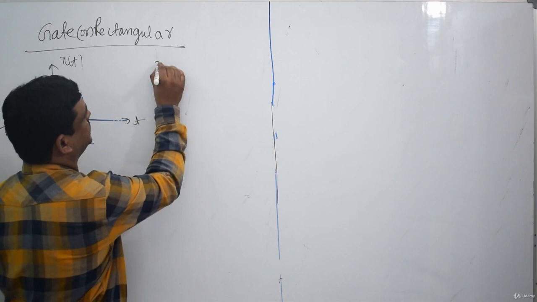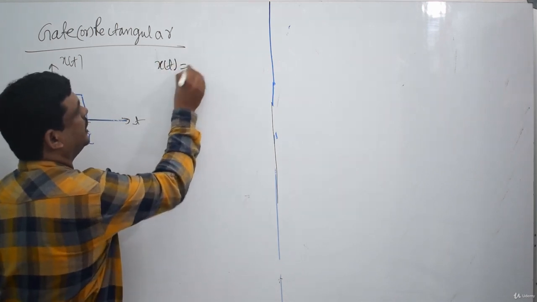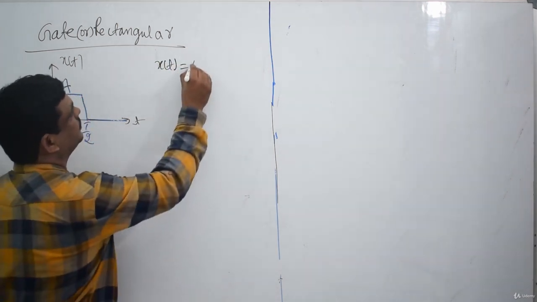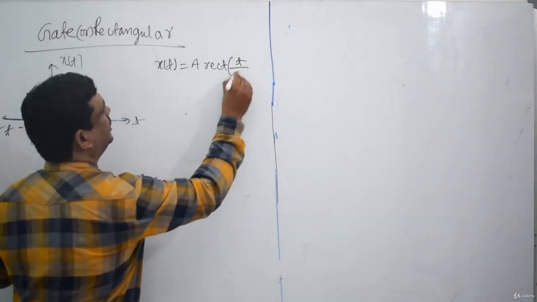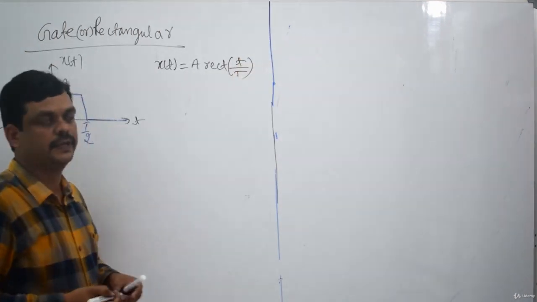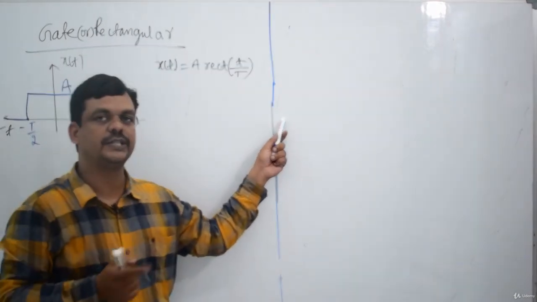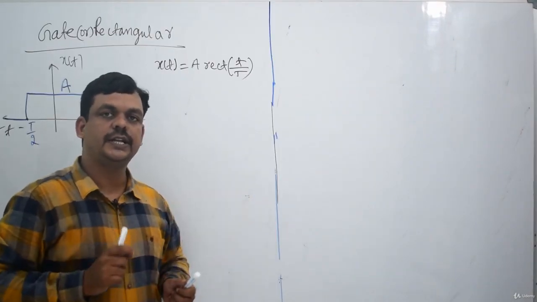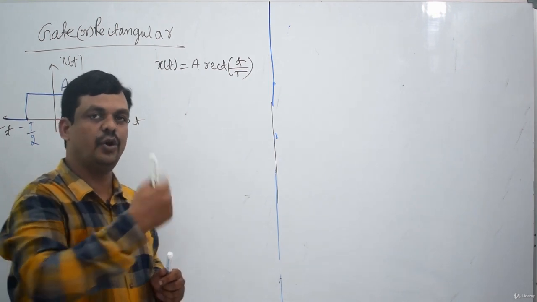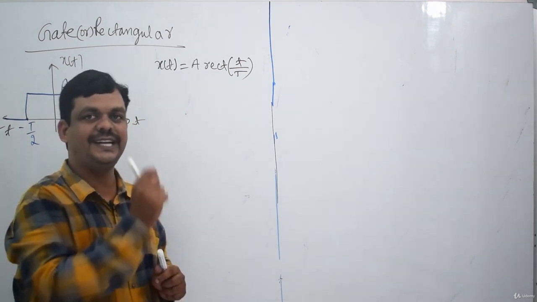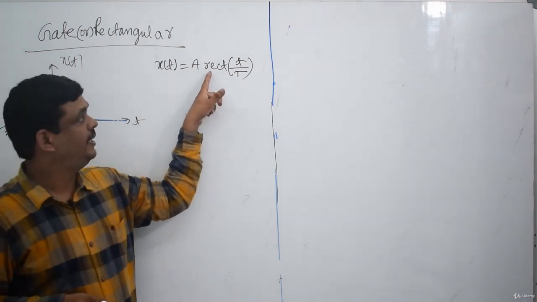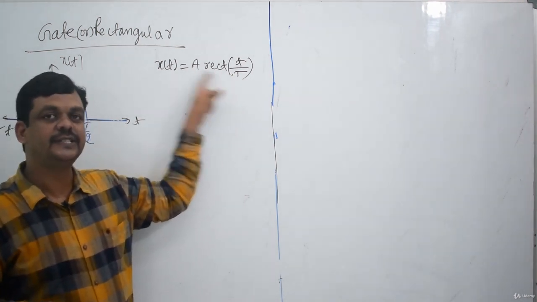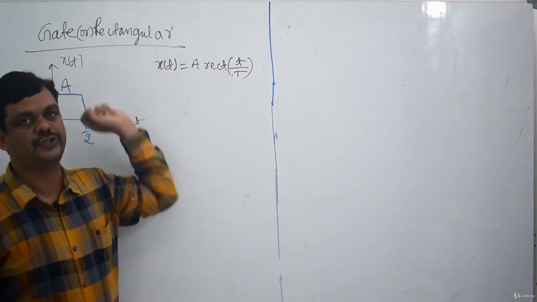That functional representation is x of t is equal to A rect of t by capital T. So just now we discussed the sinusoidal signal. The sinusoidal signal standard equation is A sine of. That sine explains it's a sinusoidal signal. Similarly, here RECT, rect explains this function is a rectangular function.